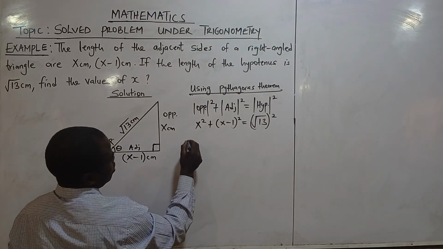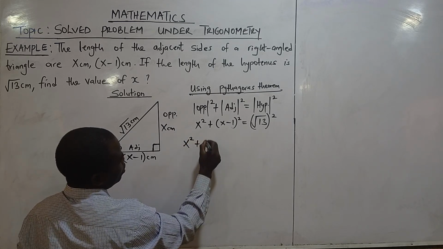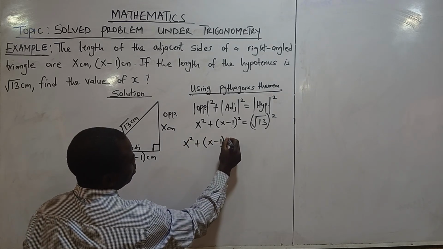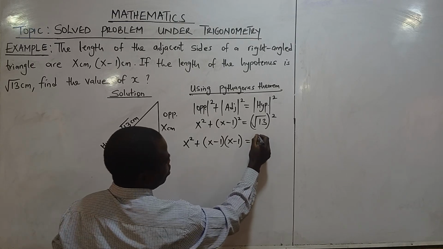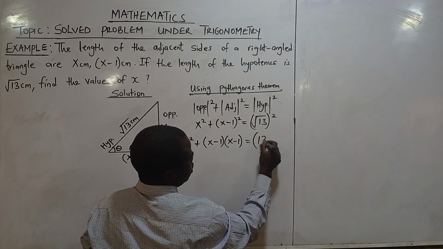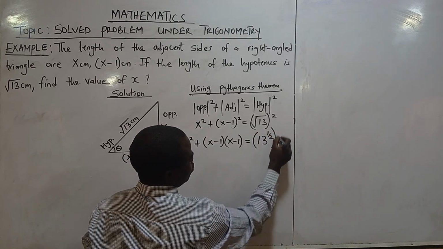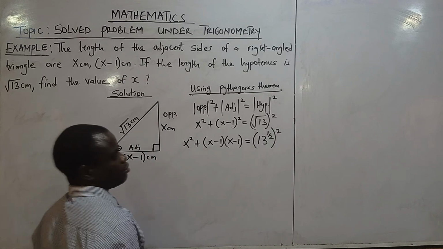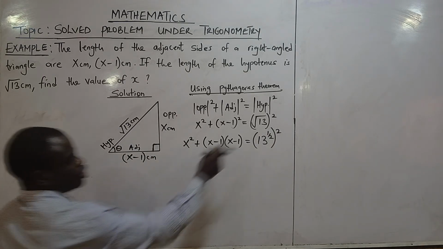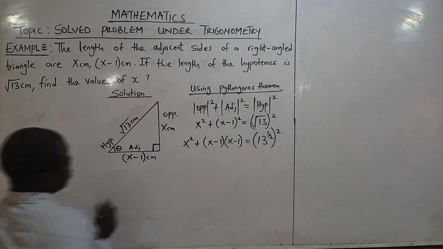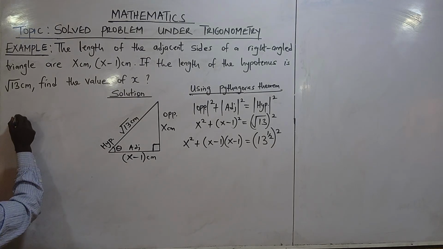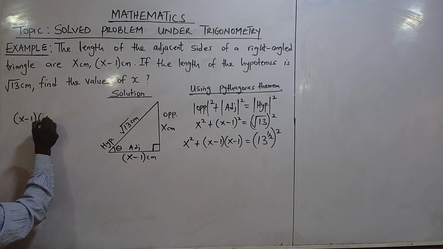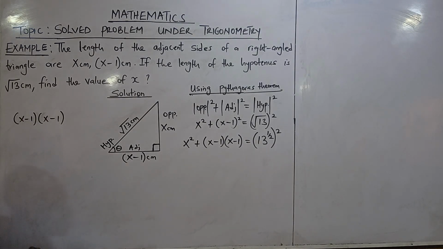Okay, let's express it. x squared plus (x minus 1) twice equals 13 raised to power half. You put 2 here, since I've turned this square root to half. Now let's multiply x minus 1 by x minus 1.